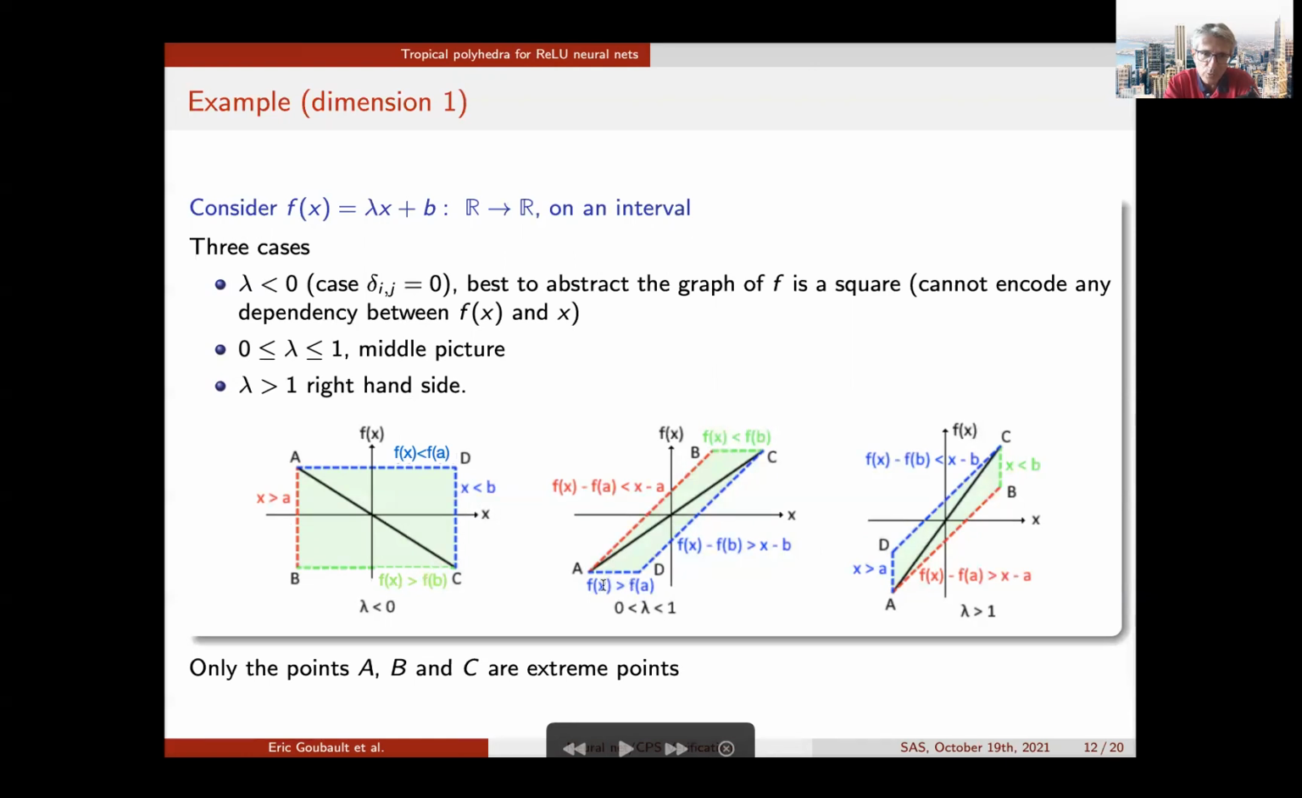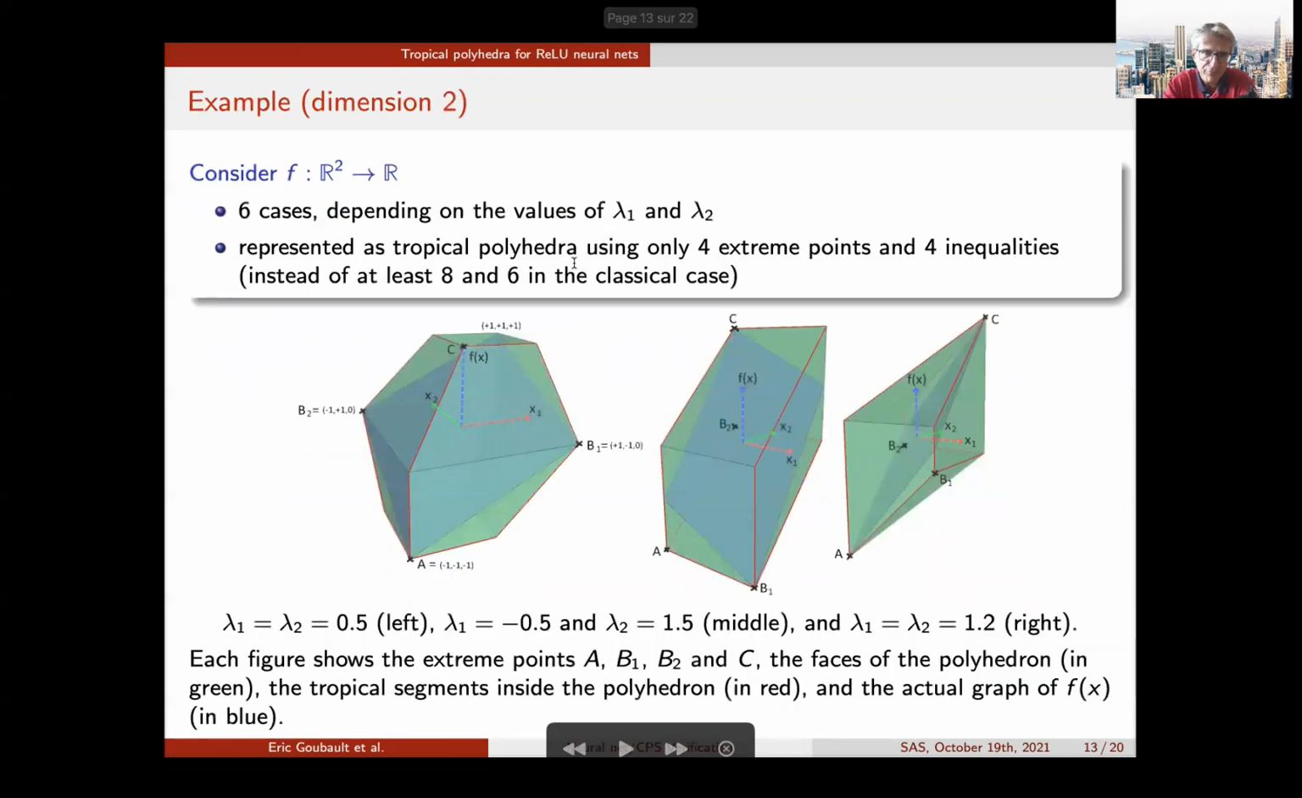And you can see that in all three cases, this is internally described as the convex hull of 3 points. So m plus n plus 1, 1 plus 1 plus 1 points. For f from R2 to R, the representation will depend on the signs of lambda 1 and lambda 2 and the respective positions with respect to 1 as well. And you can see their abstractions in three cases.